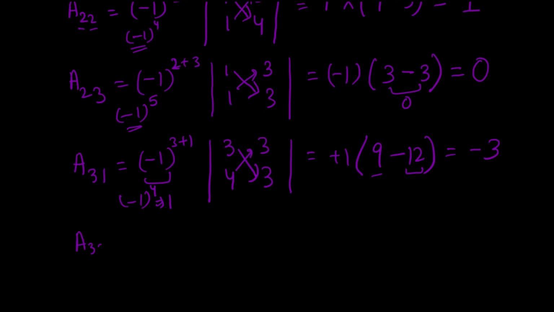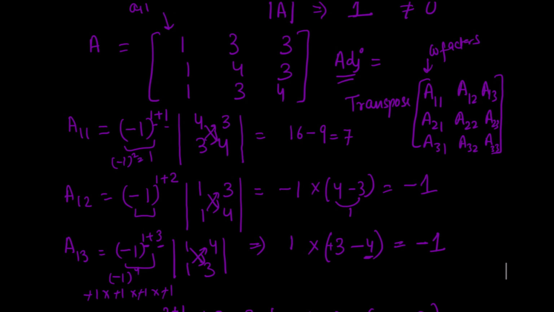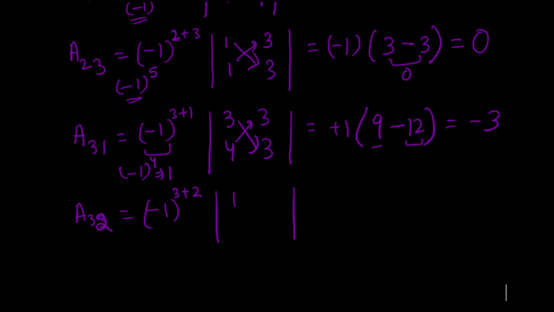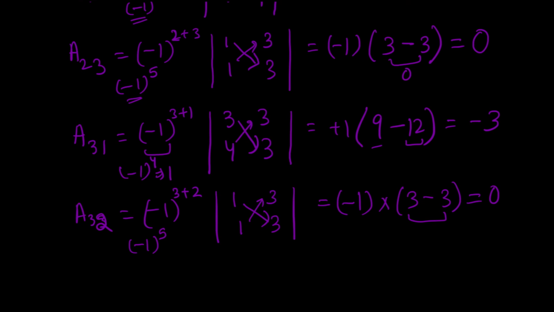Now you find A32, which is minus 1 to the power 3 plus 2, and again you need to look for elements other than row 3 and column 2. So removing row 3 and column 2, it's 1, 3, 1, 3. Now this is minus 1 to the power 5, which is minus 1, times 1 times 3 is 3 minus 1 times 3 is 3. So the answer is 0, because if you subtract 3 from 3, it's 0.